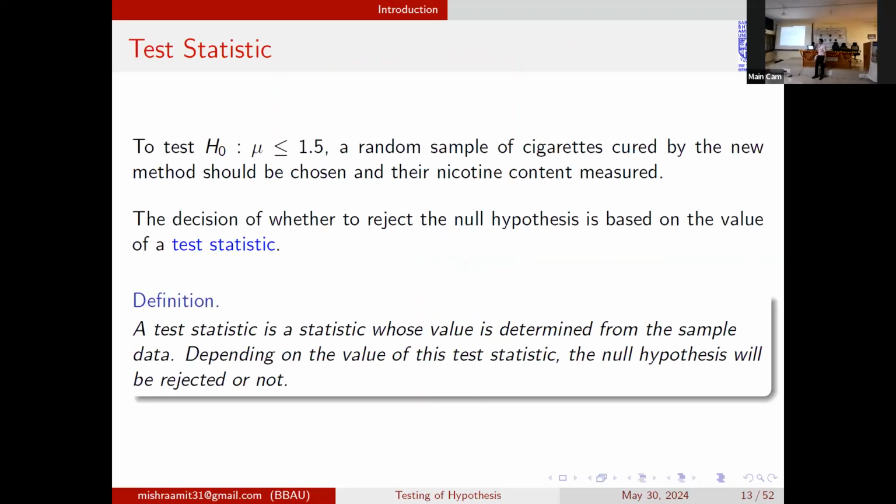Now, when you have written the null hypothesis and alternate hypothesis, now you have a test statistic. You must have a test statistic. Test statistic means it is just a statistical tool to test your hypothesis.